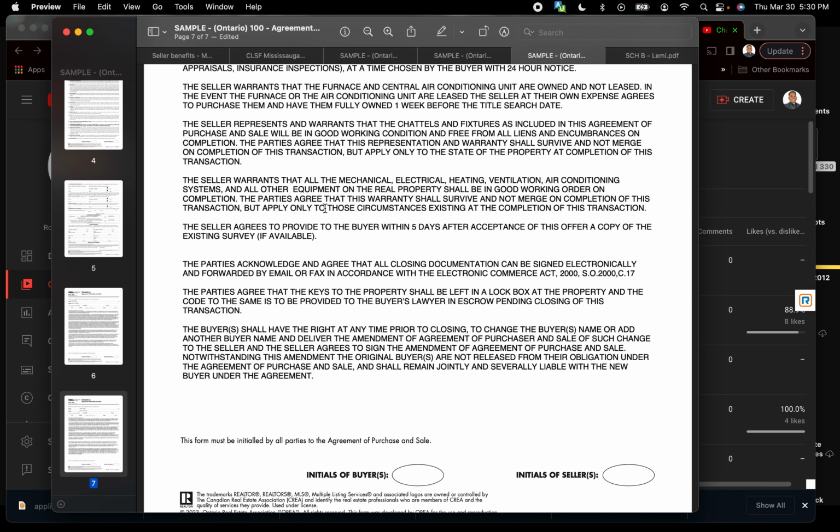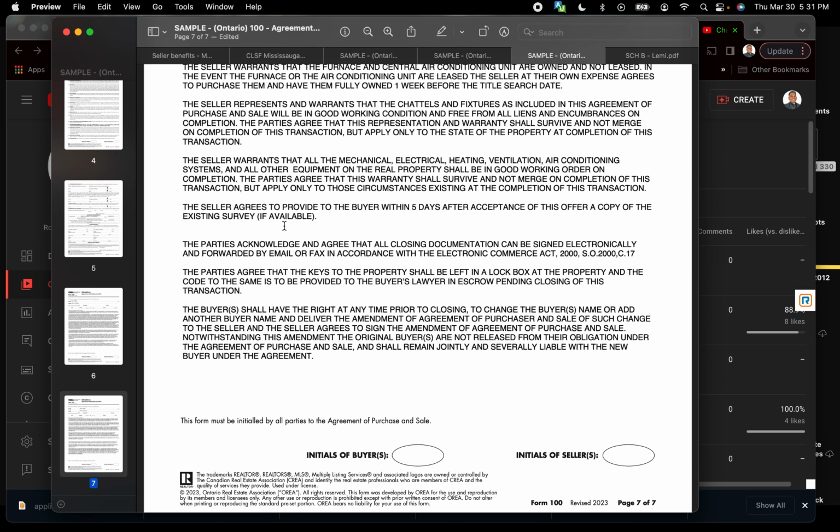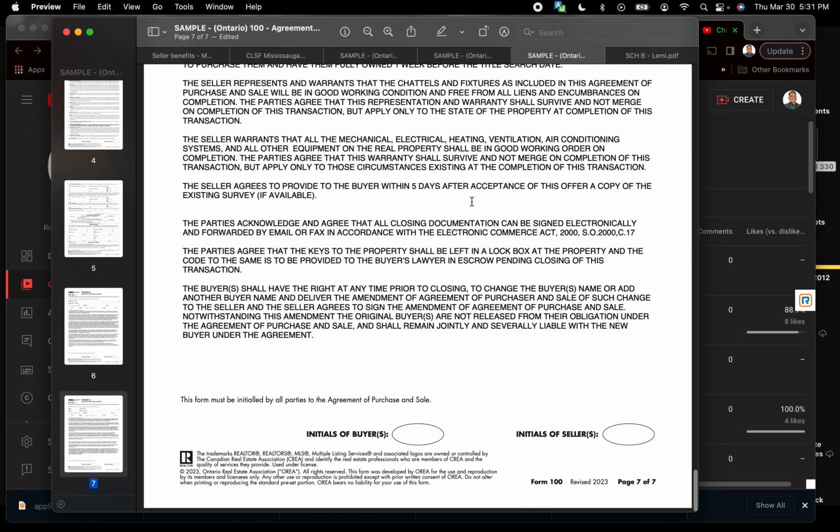Otherwise, most of the time, or all of the time, we will do a pre-closing or final buyer visit in order to make sure that all these items are fixed. If not, they've got to fix it before you move into the place. Next is the seller agrees to provide the buyer within 5 banking days of acceptance of this offer a copy of the existing survey if available. So again, a survey, if they have it, they should share it with us. If they don't have it, that's okay. Our lawyer is able to figure that part out.